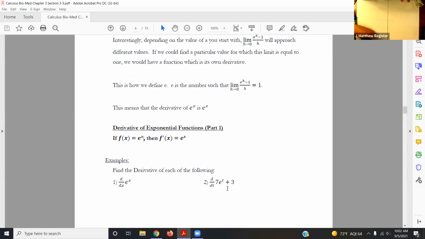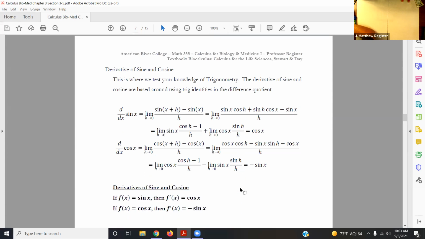Here's a couple of practice problems. The derivative of e to the x, don't overthink that one. It is e to the x. d/dt of 7e to the t plus 3. Well, the derivative of 7e to the t would be 7e to the t. And the derivative of 3 would just be 0. And so the answer would be 7e to the t.